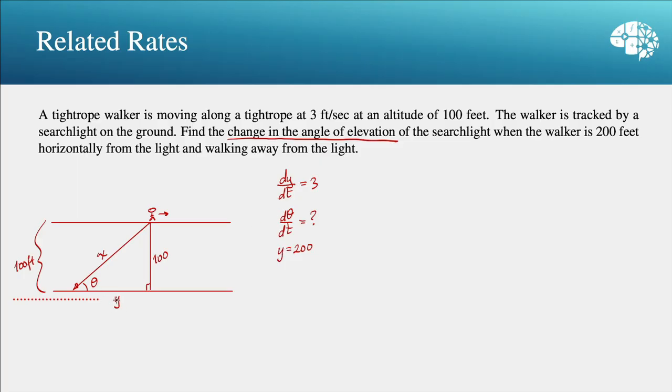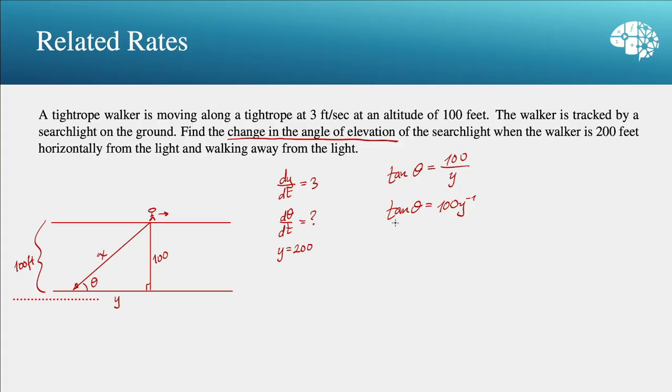To do that, we're going to use a trig function. I'm going to use the tangent function because we know the side opposite the theta, and we're trying to relate it to the side adjacent. So tangent of theta is equal to opposite, 100, over adjacent, y. All right, and then we can take the derivative. So first I'm going to write this as tangent theta equals 100 y to the negative 1. Okay, and then we'll differentiate both sides.